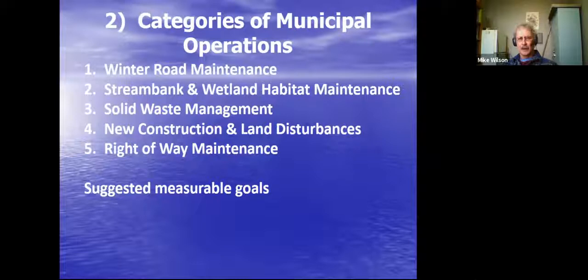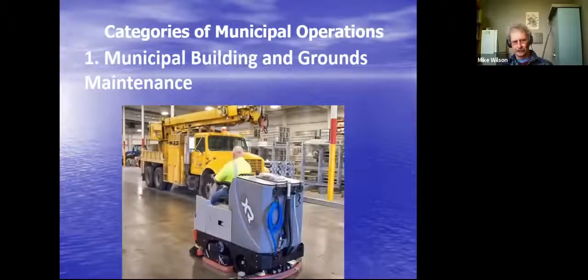There are also some recommended categories. They're not required categories. And those include winter road maintenance, stream bank maintenance, solid waste, new construction, and right-of-ways. It's suggested that they set measurable goals, however, not required. Some of them, I think, should be required. So let's take a look at our first, municipal building and ground maintenance goals. Basically, they're telling you to keep a clean shop. So if a spill were to occur, it wouldn't pollute the environment.